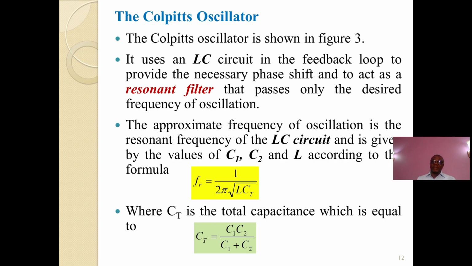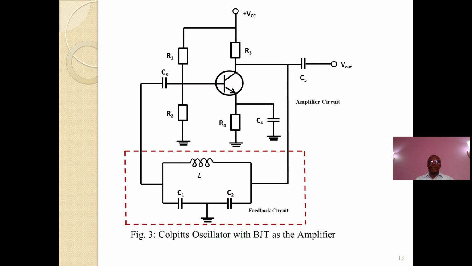Remember, L represents the inductor, and the resonant frequency is given by the formula F subscript R equals 1 over 2 pi square root of LCT, where CT is the total capacitance in that circuit, which is equal to CT equals C1 C2 all over C1 plus C2. So this is a typical circuit of the Colpitts oscillator.